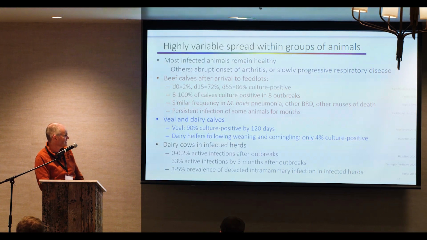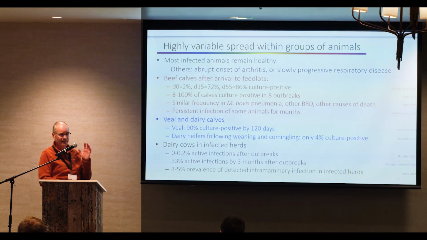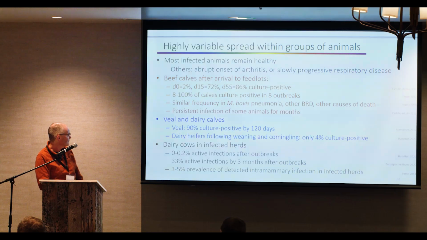This was another study in dairy heifers, and even though there was commingling of animals from different sources, only 4% of the animals in this study were infected. And we don't know the reason for that difference, why in some groups of animals it seems to spread throughout the whole group, and in other animals that it's maintained as relatively few animals that are infected.